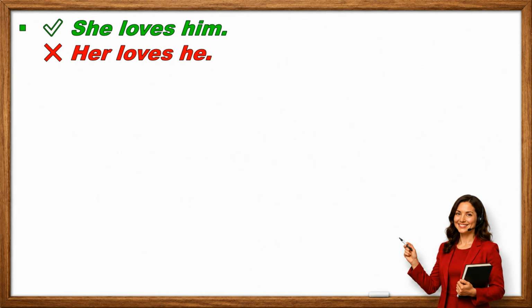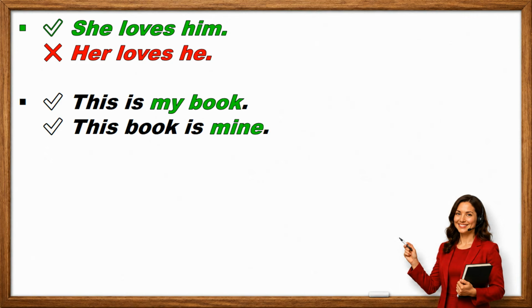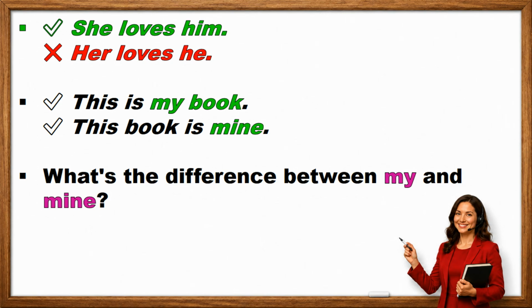Have you ever wondered why we say, "She loves him," but not, "Her loves he"? Or why we say, "This is my book," but, "This book is mine"? What's the difference between my and mine? And why do we sometimes say, "I made it myself"? If these questions confuse you, don't worry.